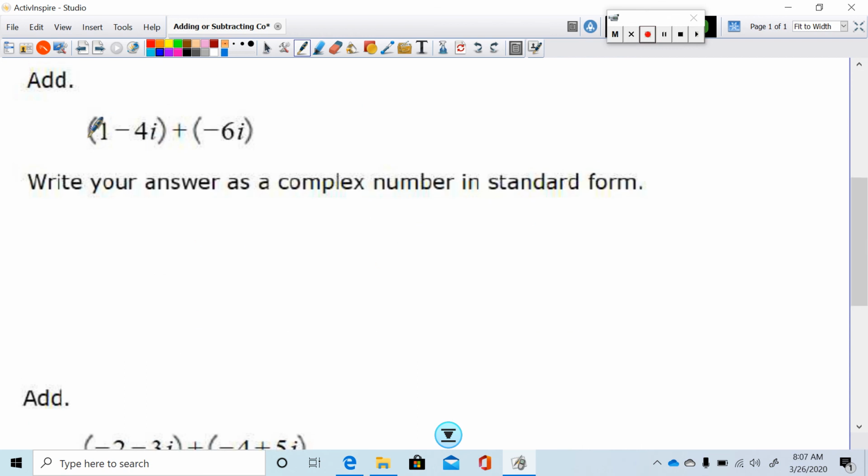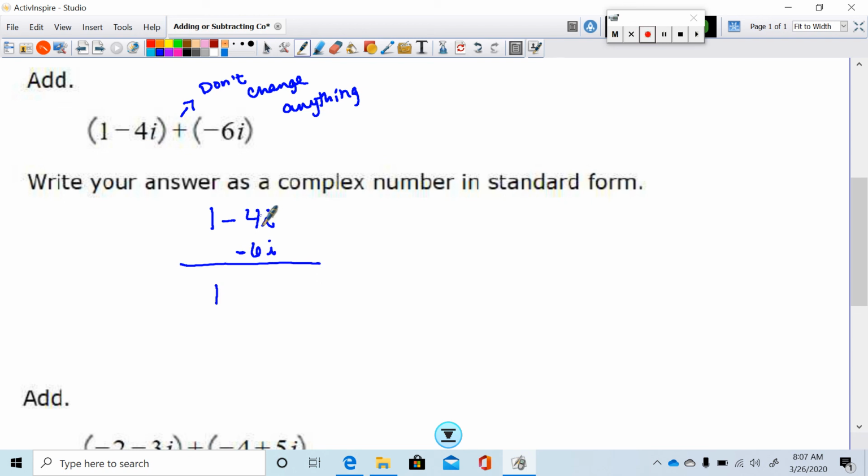The next one, the first parentheses doesn't have anything in front of it, so you just write down whatever's inside, 1 minus 4i. The next parentheses has a plus sign. A plus sign, don't change anything. So that means the -6i is going to stay a -6i, but you're going to put it with the i. So the 1 doesn't have anything with it, just bring it down.